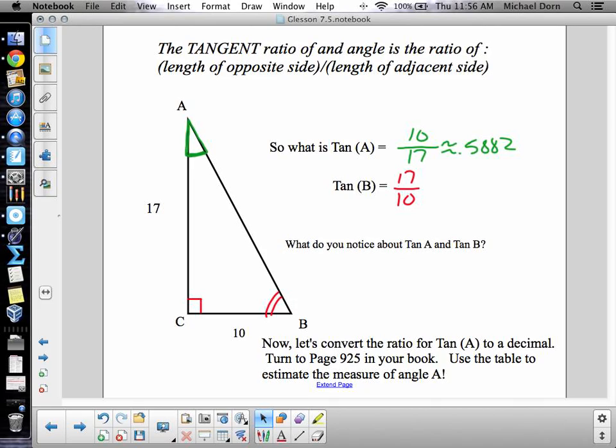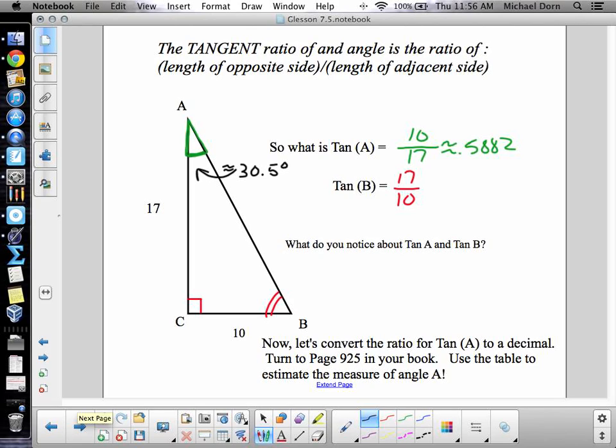30 and 31. Because tangent of 30 is 0.5774, and this is more. Tangent of 31 is 0.6009. So that means it's somewhere in between. So I know this angle is between 30 and 31 degrees now, don't I? Because I know its tangent ratio, I can figure out that this angle is probably about 30.5 degrees. We can estimate.